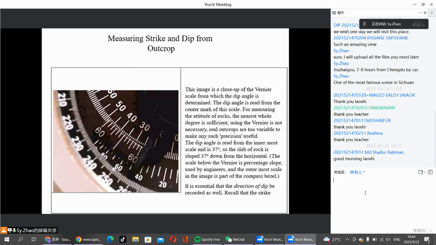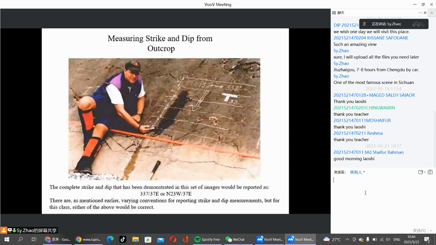The dip angle is read from the innermost scale and is 37 degrees. So the slab of rock is dipping 37 degrees from the horizontal. And in this example the strike can be recorded as either 157 or 337, but the dip is in one direction only. You can read from here, 37 degrees.